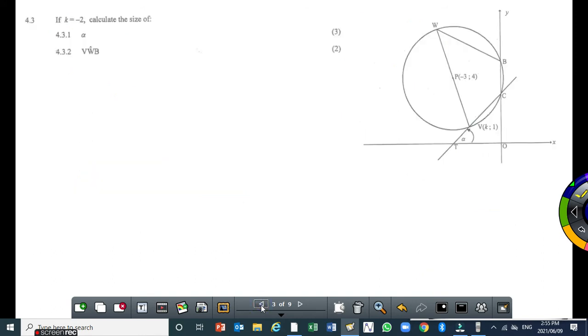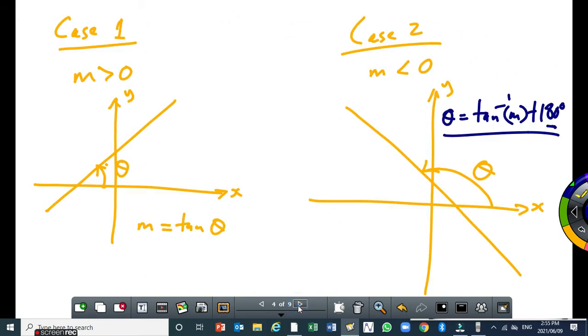Right? So let's calculate alpha. Alpha is an angle of inclination, because it's an angle between an x-axis and a straight line. So it's an angle of what? Inclination. And the straight line is slanting to the right. Therefore, the gradient is positive. So that's case one. That's the first case.